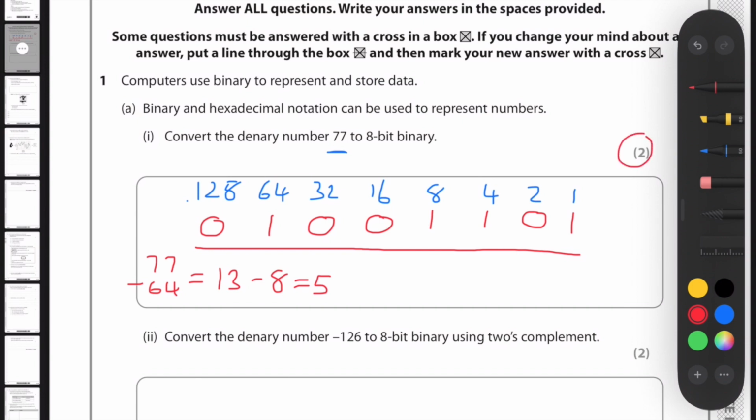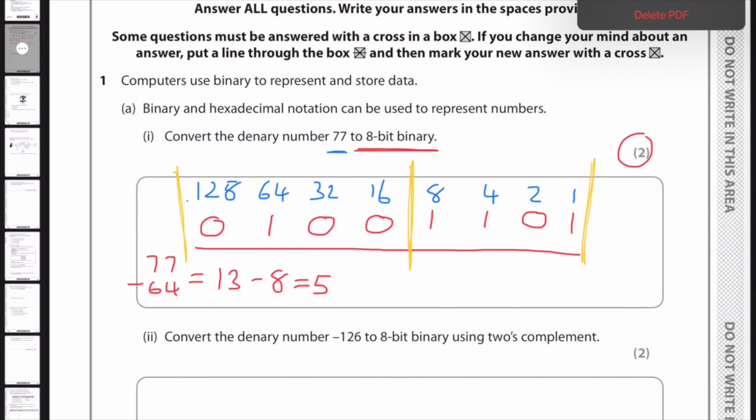I'm assuming they're wanting the first 0 under 128 because it is an 8-bit binary number. According to the mark scheme, it is for each nibble. So that needs to be right, and that needs to be right. Okay, so next, number 2.